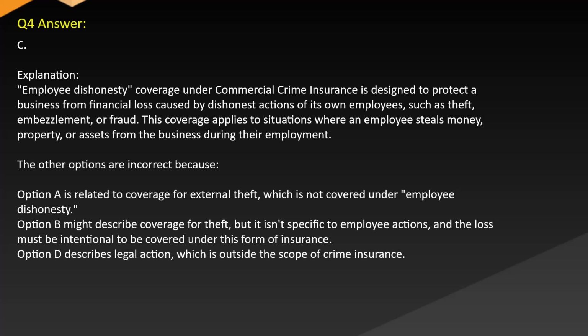The other options are incorrect because option A is related to coverage for external theft, which is not covered under employee dishonesty. Option B might describe coverage for theft, but it isn't specific to employee actions, and the loss must be intentional to be covered under this form of insurance. Option D describes legal action, which is outside the scope of crime insurance.